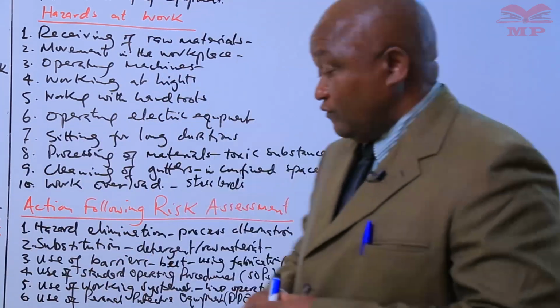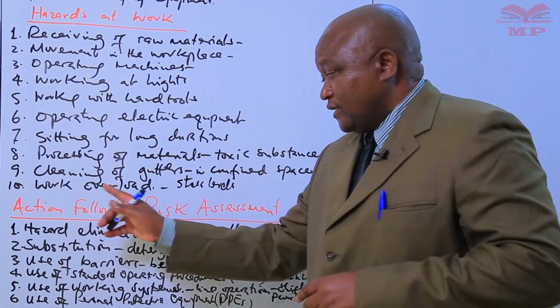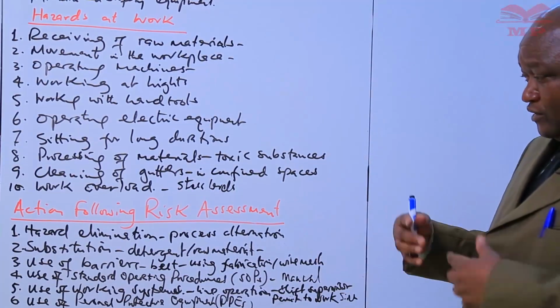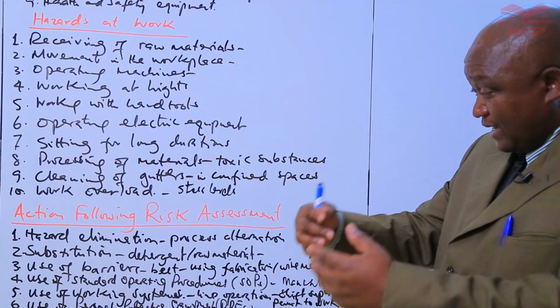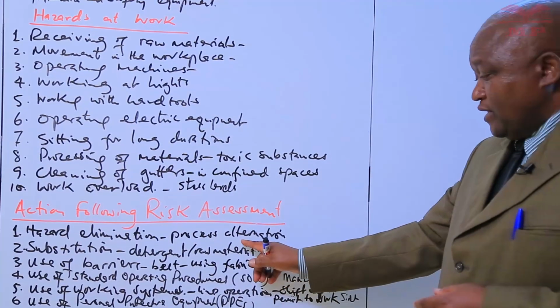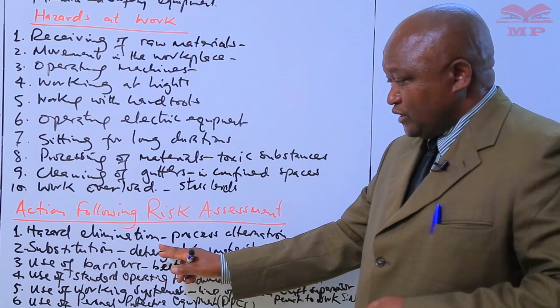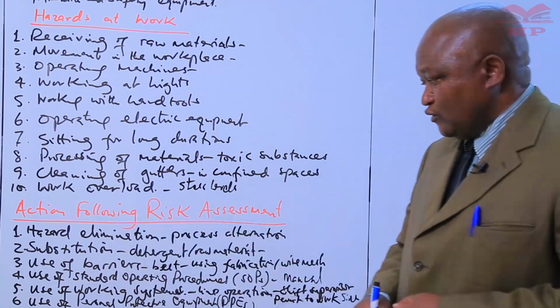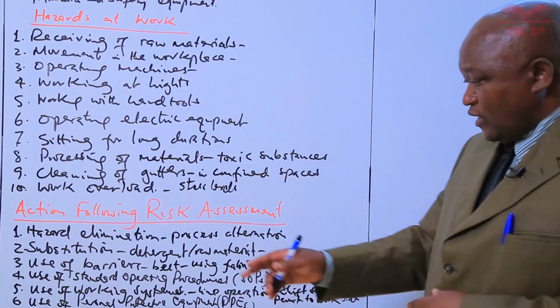So those are the 6 things that may follow, action that may follow risk assessment. So it means if you look at the first one, hazard elimination, a hazard has been detected, maybe in the process, it is altered. Maybe an item that is being used is risky, it is substituted. Maybe an operation that is open can also have a barrier.